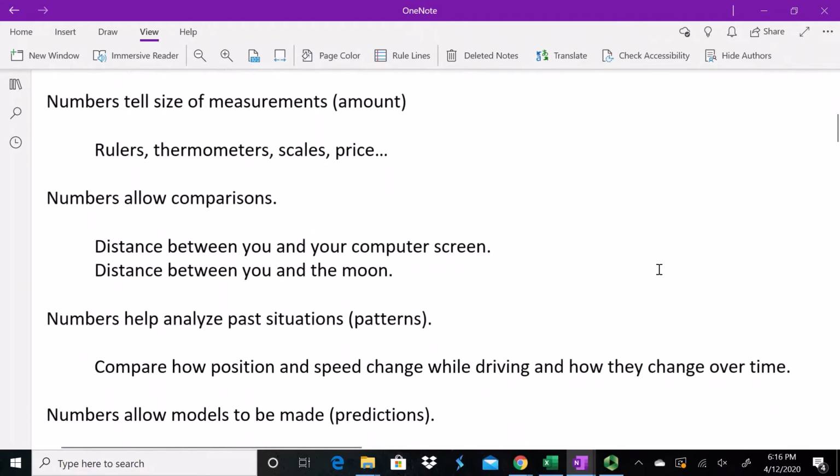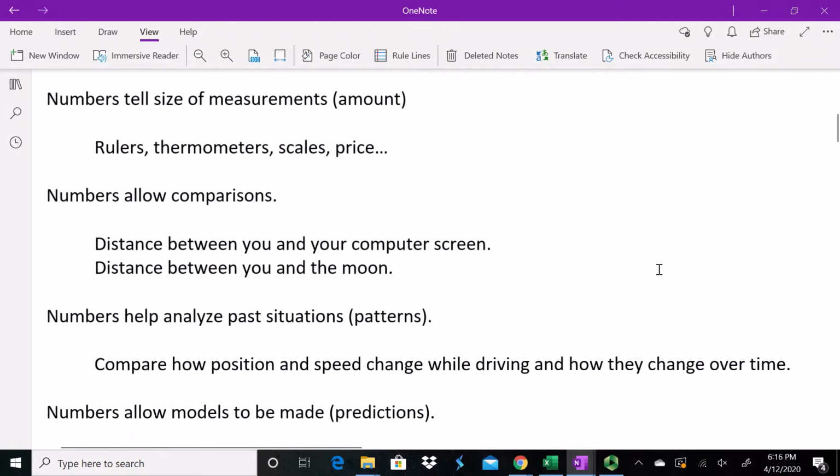All right, so again, numbers tell us the size of measurements. Things like a ruler will tell us how long something is. A thermometer will tell us how hot something is. A scale will weigh something. Price will tell us how much something costs. It really gives us an idea of the size of something. Numbers can allow comparisons. So what's the distance between you and your computer screen right now? What's the distance between you and the moon?